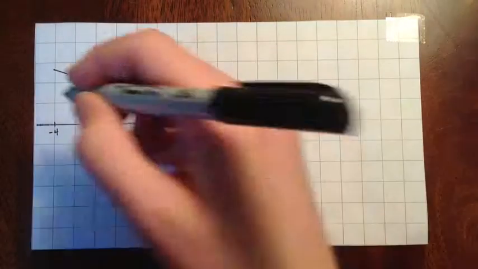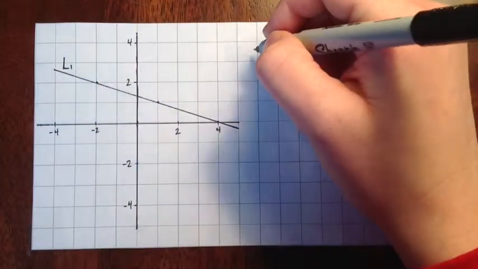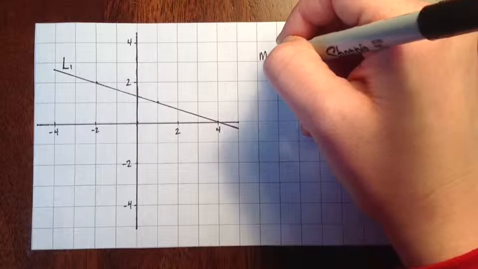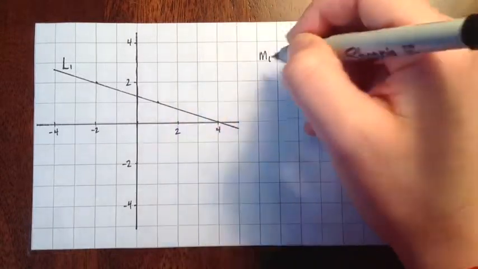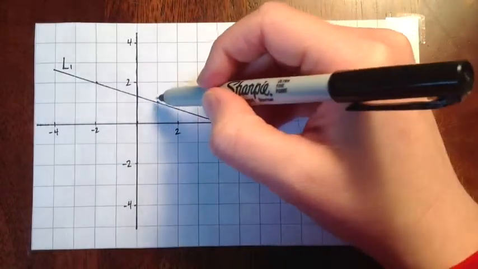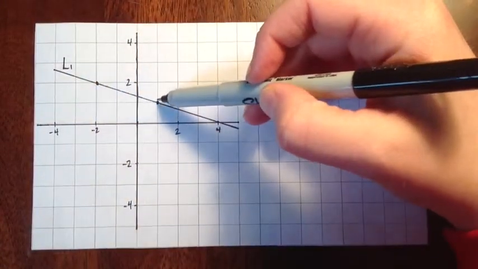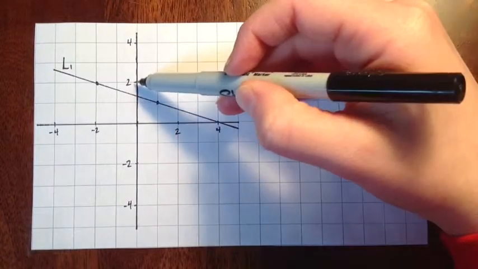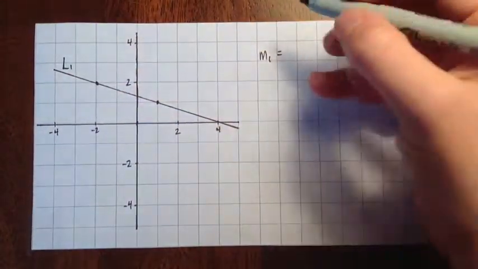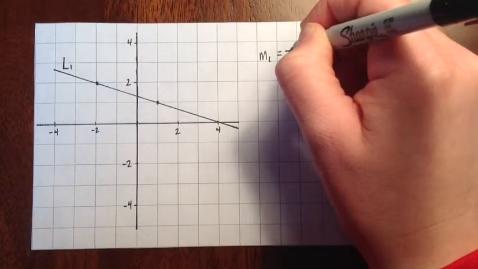I'm going to calculate, I'll call it L1, because in a minute I'm going to have some more lines. I'll calculate the slope. M1 will be the slope of L1. So I'll use maybe these 2 points here. So the rise is 1, and the run is -3. So it's a slope of -1/3.